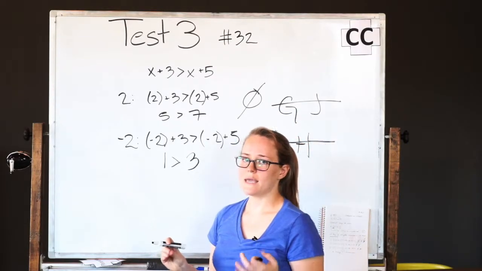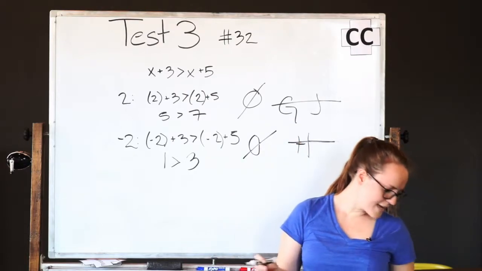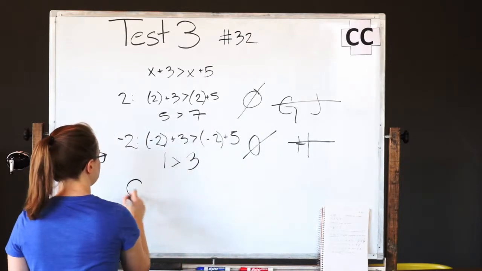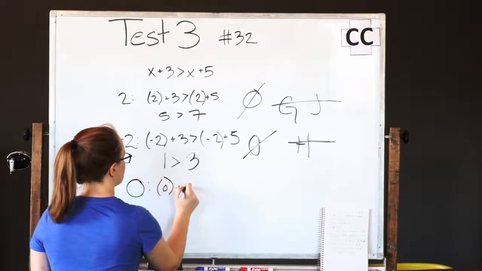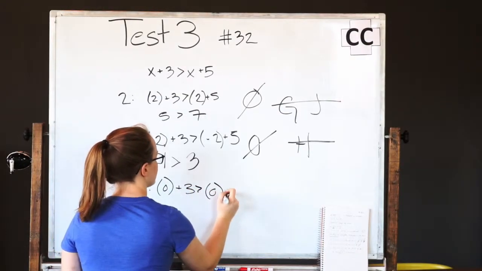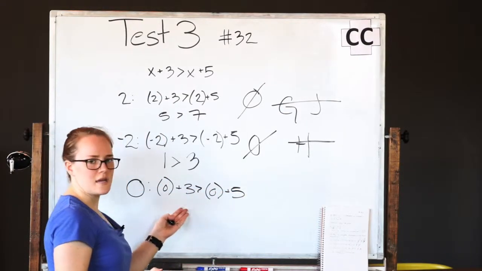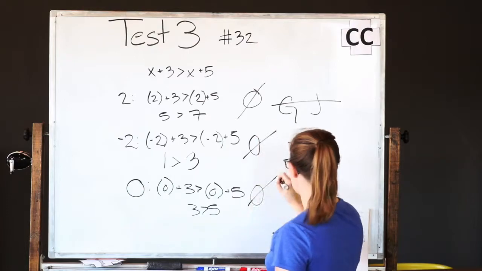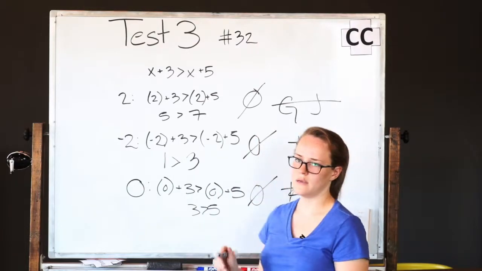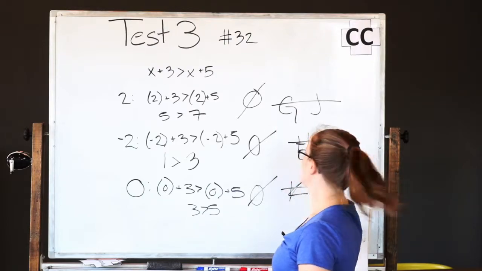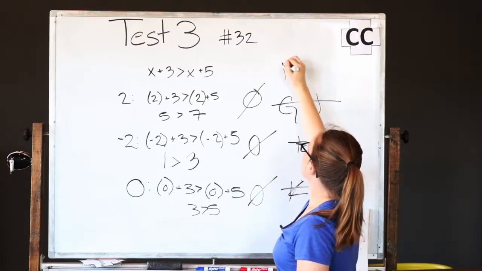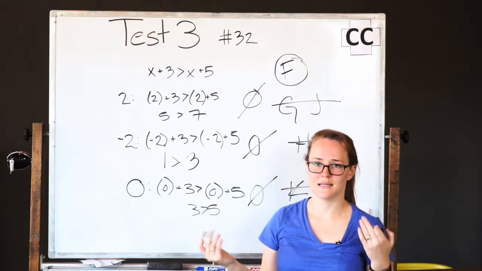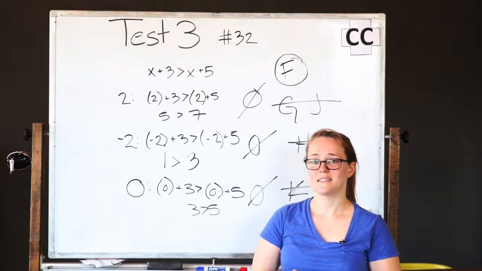The last thing we need to check is whether 0 will work, because option K says the set containing only 0. So let's plug 0 in and try it out. That would be 0 plus 3 is greater than 0 plus 5. And that means 3 is greater than 5, and 3 is not greater than 5, so we can eliminate option K as well. And once we've eliminated G, H, J, and K, the only option we have left is F. So F, the empty set, meaning no numbers exist that satisfy this inequality, is the right answer.